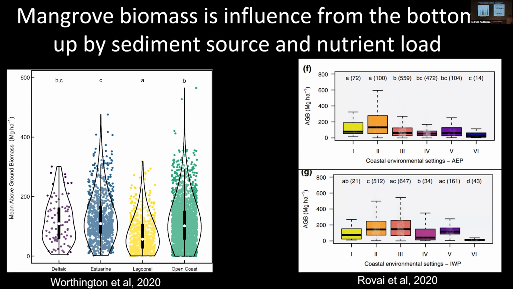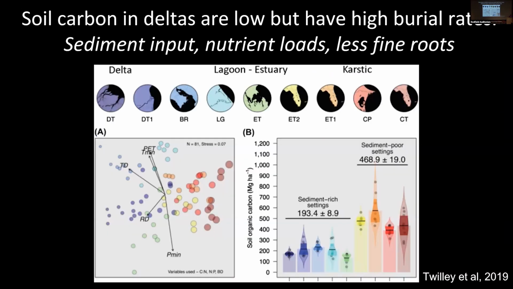And on the right-hand side, you see other coastal settings. A number of folks are starting to look at that coastal setting as an important part that's driving productivity in the vegetation. When we start to look below ground, that soil carbon in deltas, the density is relatively low compared to other units. When we look here on the right-hand side, those blue bars are delta systems, large and small delta systems. And as you move to the right, going more toward lagoonal and karstic systems.